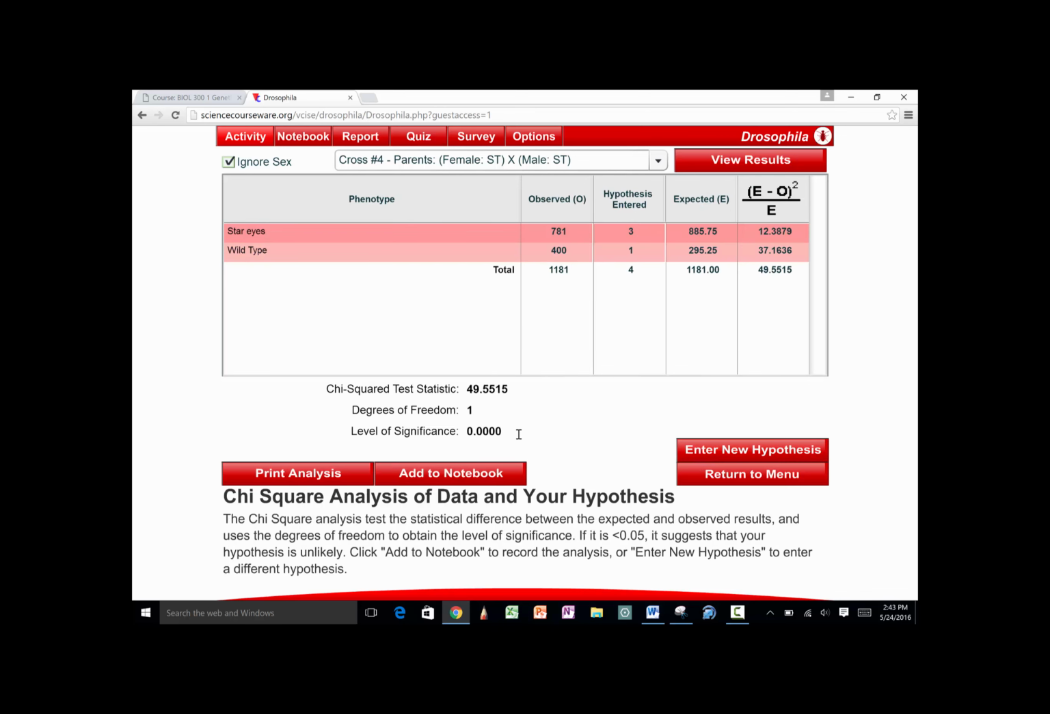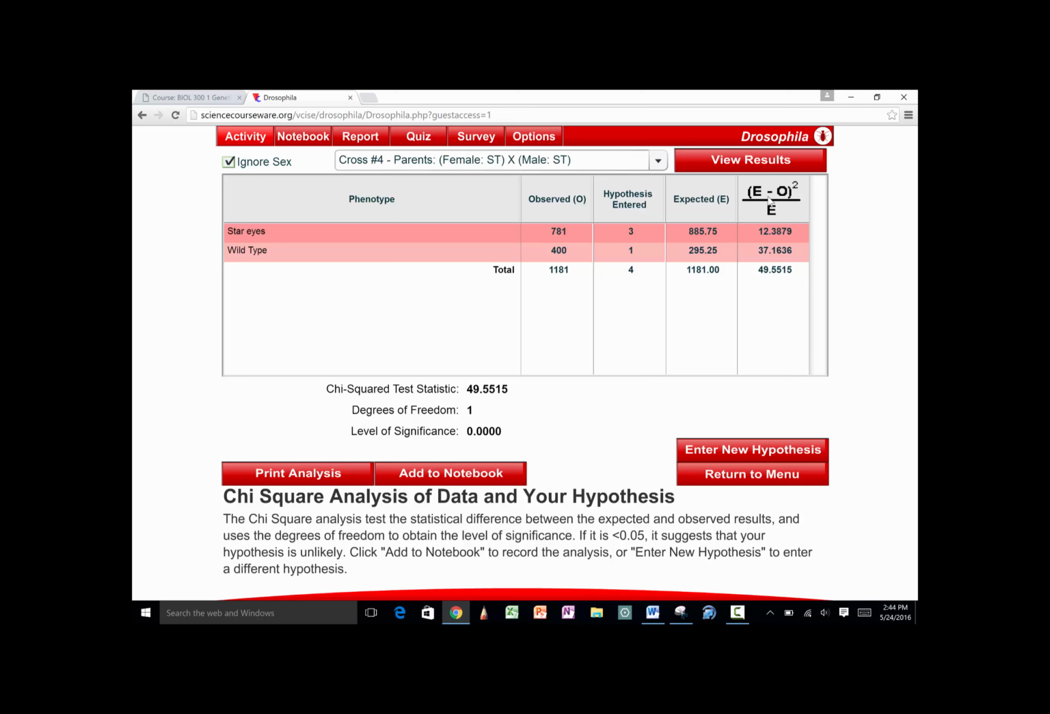If we do this, we get a level of significance of 0 and a chi-squared of 49. So that's a super huge chi-square statistic. And remember, what chi-square is essentially measuring is the difference between the expected and the observed. So this is what we expect. If we count up about 1,200 flies, based on a 3-to-1 ratio, we expect 885 of these, 295 of these. We're not getting that at all. We're getting 781 to 400. And so this is a big difference between E and O, and that gets reflected in a big chi-square value.